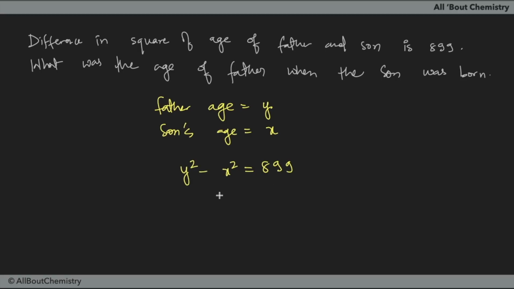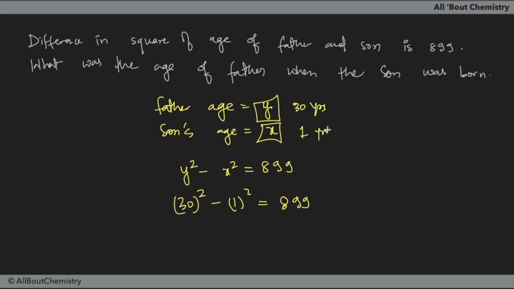So you need to find out two numbers whose squares can give you 890. It is very simple. 30 square minus 1 square is going to give you 890, right? 30 square will be 900, and minus 1 will give you 890. So that means the father's age right now is 30 years and the son's age right now is 1 year. But it was asked what is the age of the father when the son was born. So the son is right now 1 year old, right? So that means 1 year ago the father's age would be 29 years. 29 years is the correct answer for it.